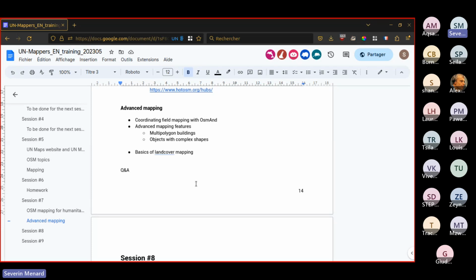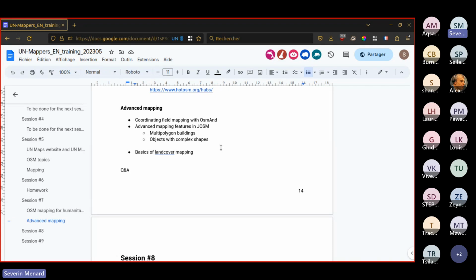And after that, I will show you advanced mapping features I could even add in JOSM. So we will learn about multipolygon buildings, basically with a hole in the middle, and there will be an introduction also to OpenStreetMap relations regarding the multipolygon type of relations. And I will show you also how to map objects with complex shapes that you sometimes have to do when mapping in JOSM.